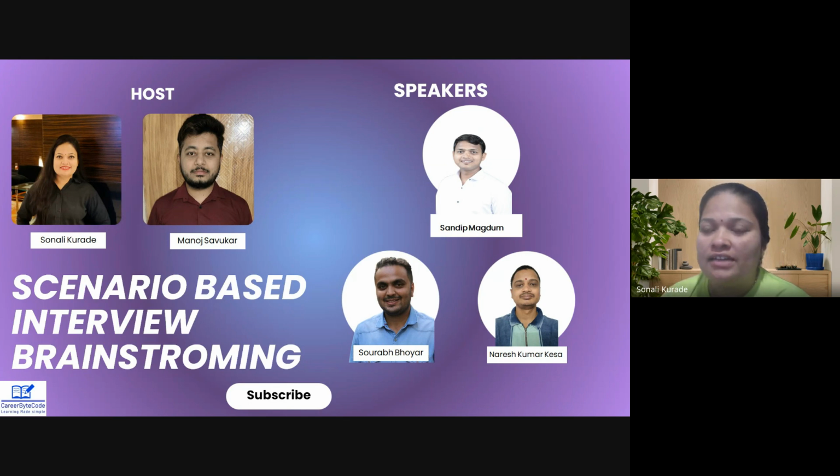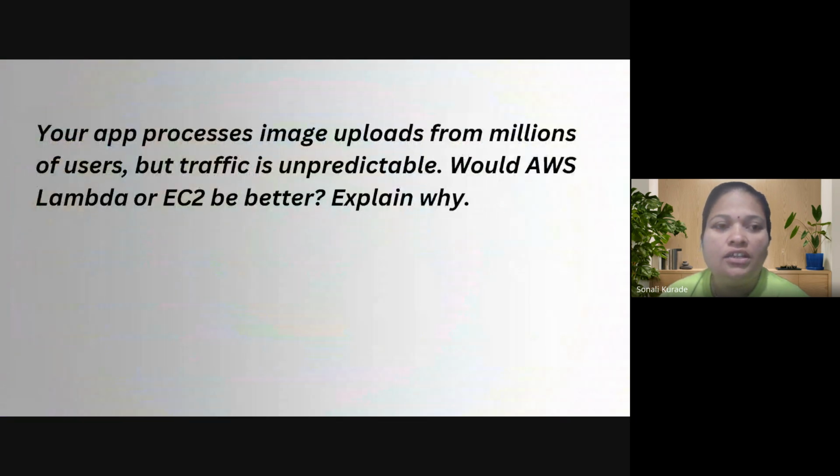I will start. I will ask the first question to Sandeep. The question is, your application processes image uploads from millions of users, but traffic is unpredictable. So, would you use Lambda or EC2 for better, and explain why?